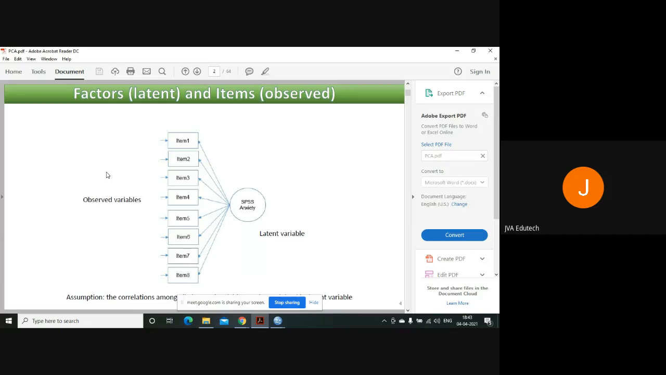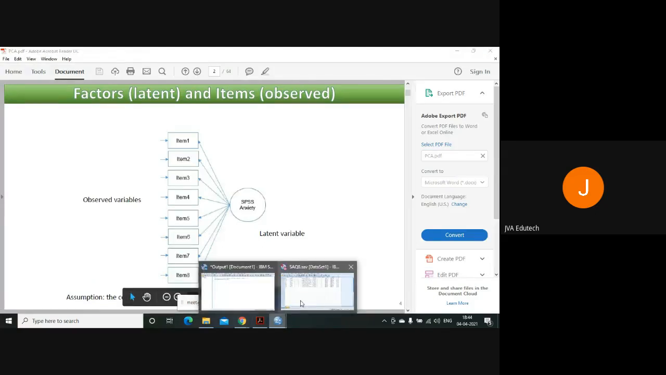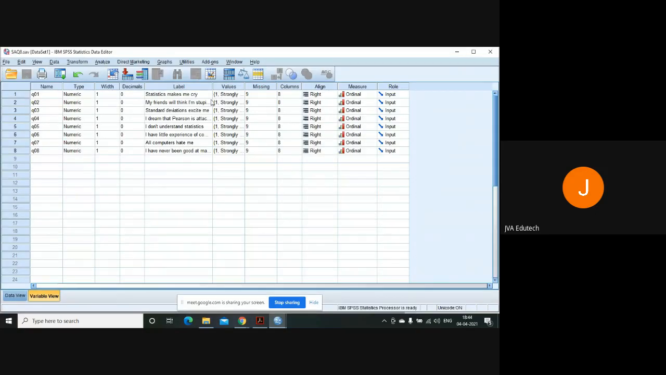However, if the total variance is explained by the common variance and there is also some unique variance, then in that case you will apply exploratory factor analysis, EFA.